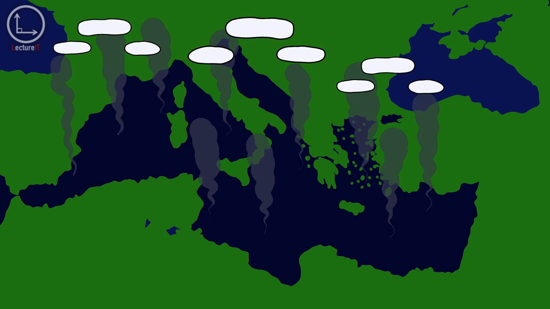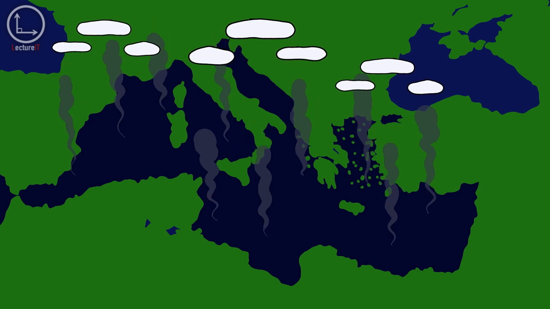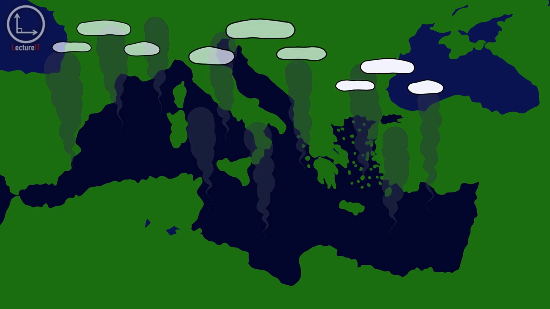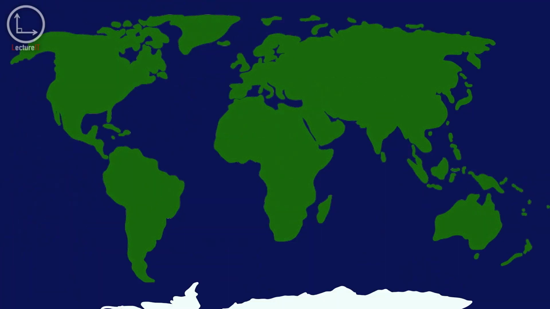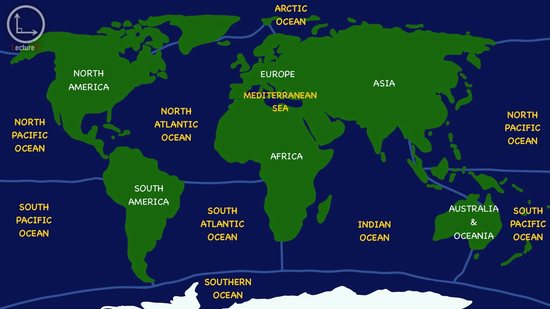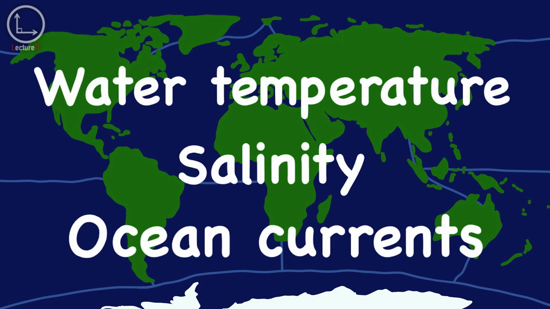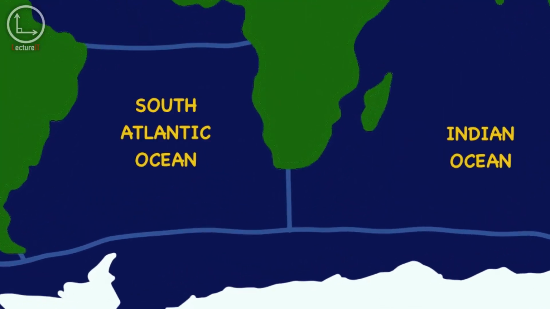Despite the many factors that influence the boundaries between oceans, there is still some debate among oceanographers about exactly where one ocean ends and another begins. Some scientists use political boundaries to define the different oceans, while others use physical characteristics such as water temperature, salinity, and ocean currents. One example of this is the boundary between the Atlantic and Indian Oceans.